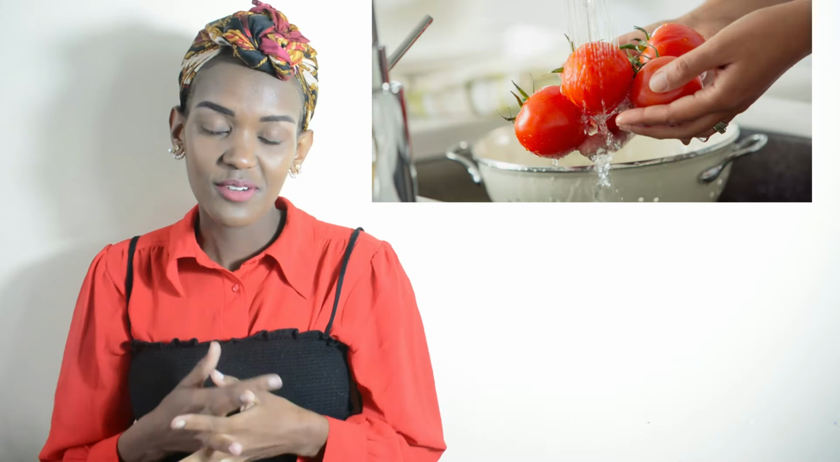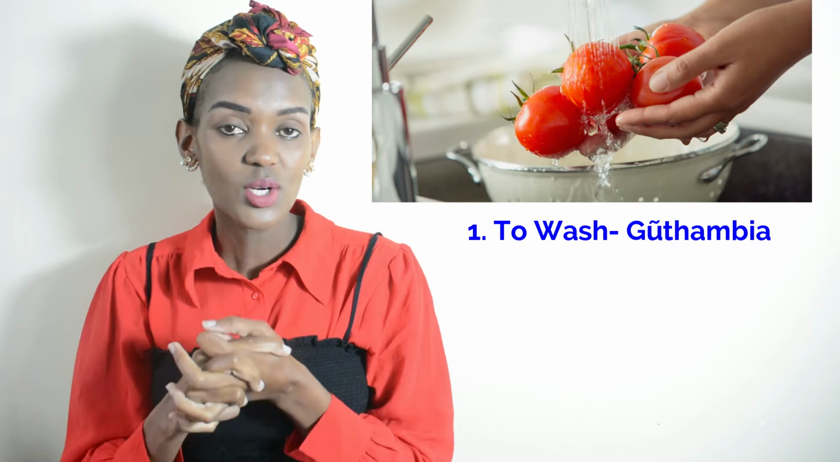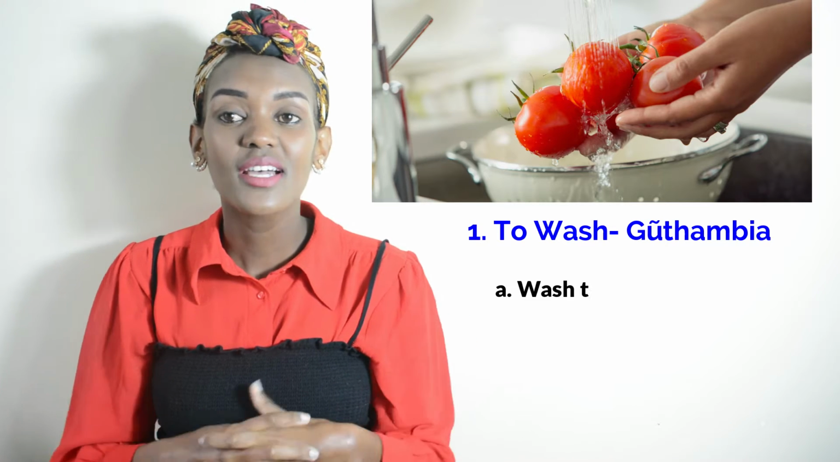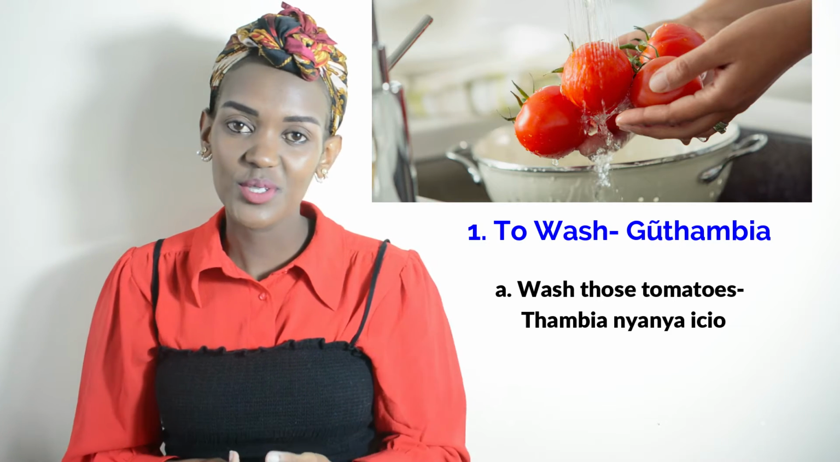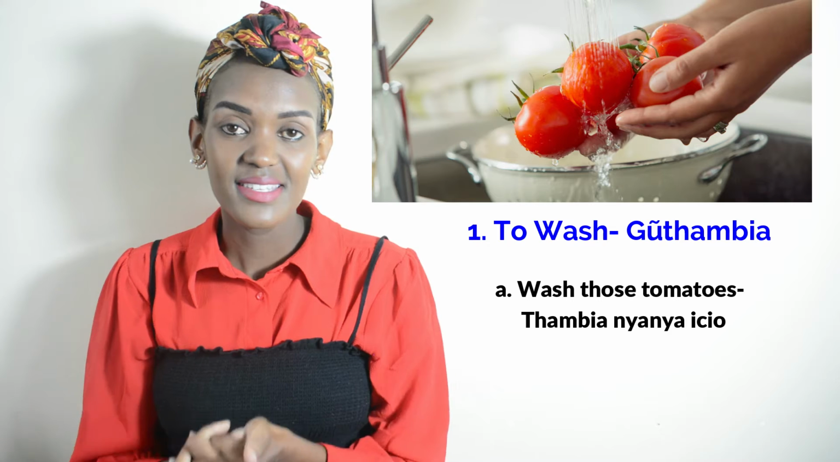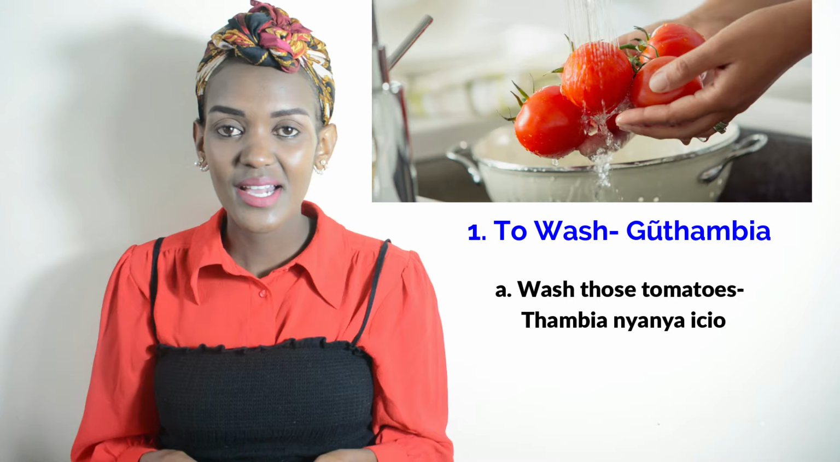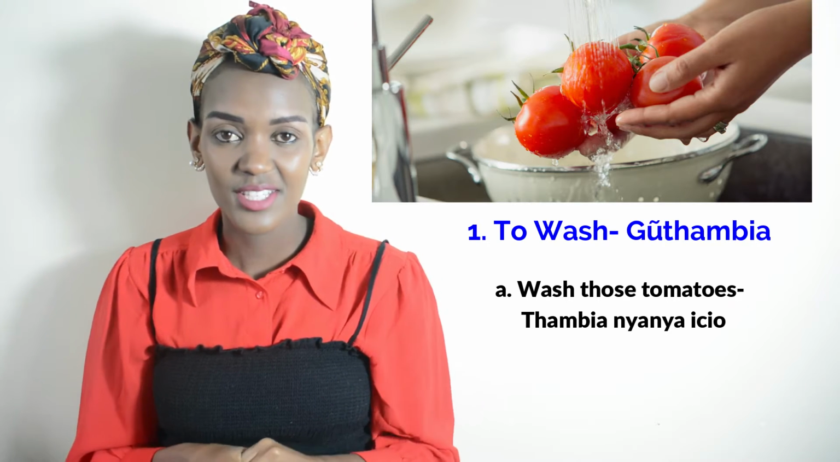So, when we are cooking, we wash our food. To wash, we have learned this word before, is wothabia. So whatever we'll be washing or whatever we'll be cleaning, it will be wothabia. So if I was giving you instruction to wash tomatoes, I will say thabia nyanya, because you call tomatoes nyanya. Thabia nyanya isio, wash those tomatoes.